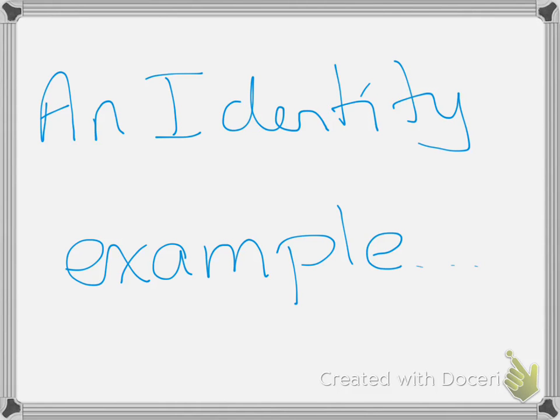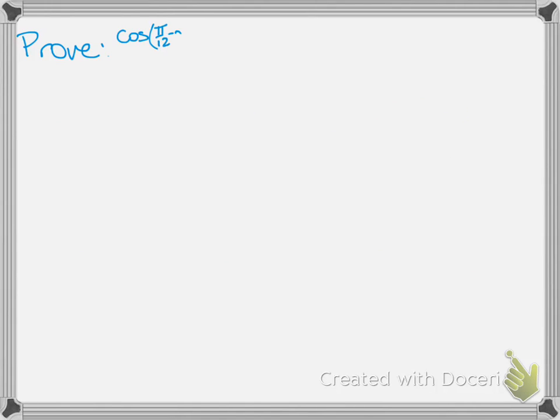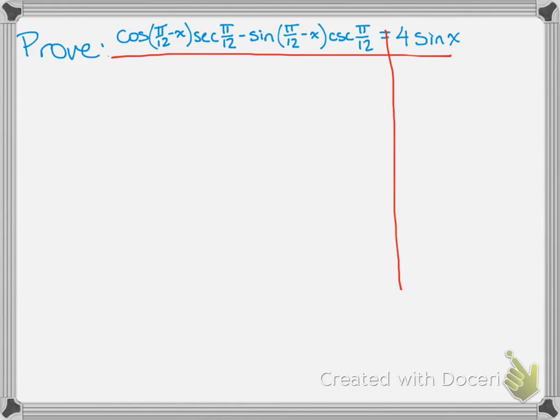So here's an example of doing an identity. So let's try to prove this identity. It's not going to be easy. There's a lot to it. The first thing we have to remember is that we make our right side the left side, and it's not like solving an equation. So we can't move things over from the left side to the right side.